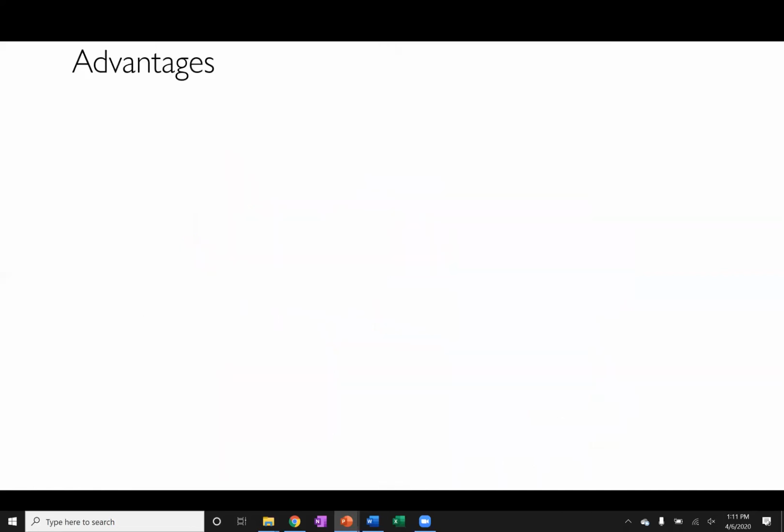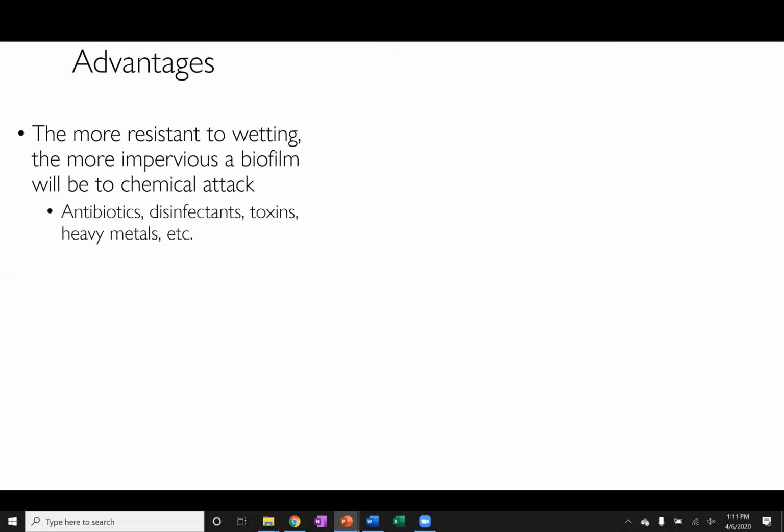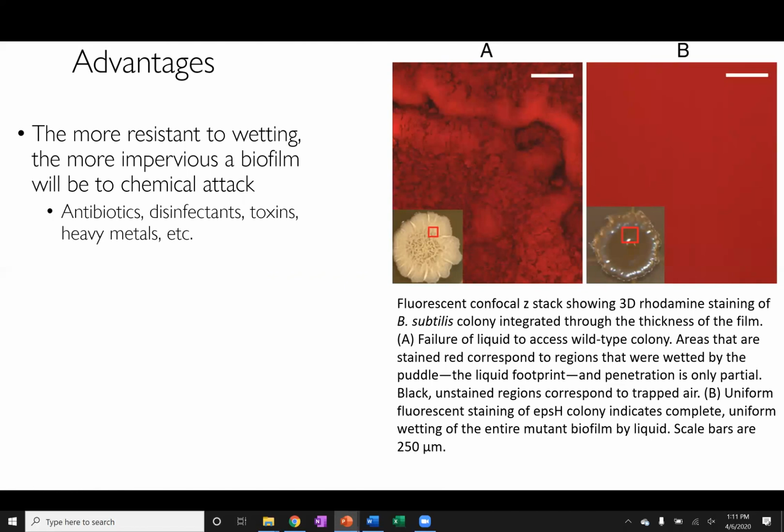And so there are a lot of advantages to being resistant to wetting, and the more resisting to wetting, the more impervious a biofilm is to chemical attacks. This includes antibiotics, disinfectants, toxins, heavy metals, et cetera, et cetera.